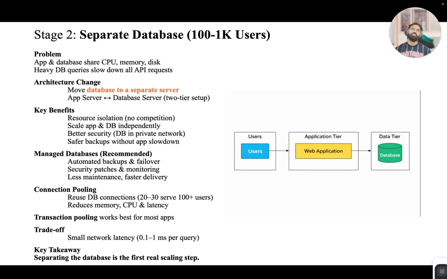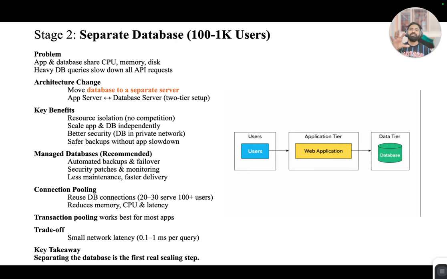For a connection pool tool, PgBouncer is an important tool used for connection pooling. It has different pooling modes: session pooling, transaction pooling, and statement pooling. Session pooling is safe but least efficient, transaction pooling is the best balance for most apps, and statement pooling is fastest, but it can actually break features. Most systems use transaction pooling because it improves efficiency by 3 to 5x, right?